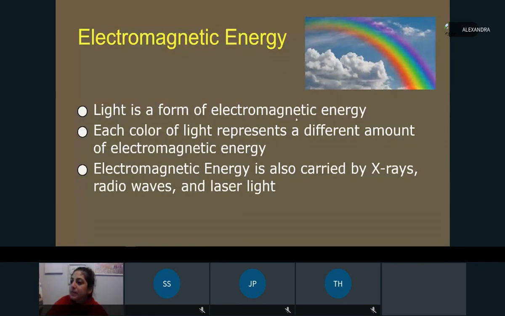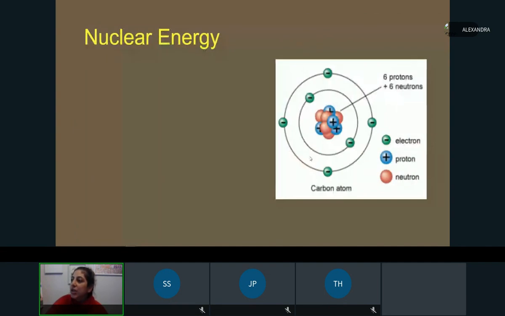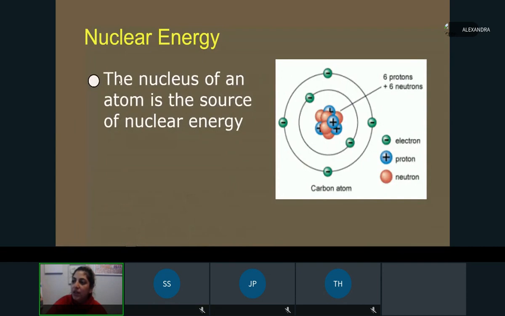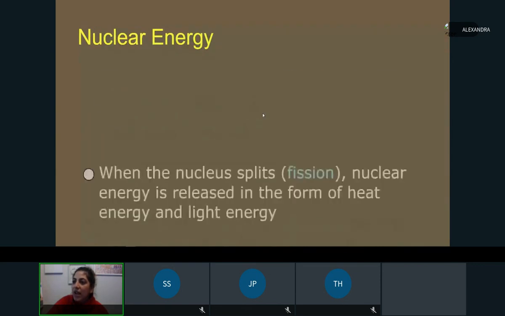Okay. If we move on to nuclear energy. So this is what I was talking to you about. They use the actual energy of the nucleus. So the nucleus of an atom is the source of nuclear energy. Remember, the nucleus is that center. The nucleus is made up of neutrons and protons. And so we use that nucleus to create that nuclear energy.